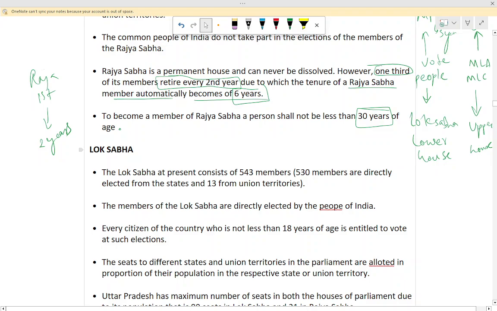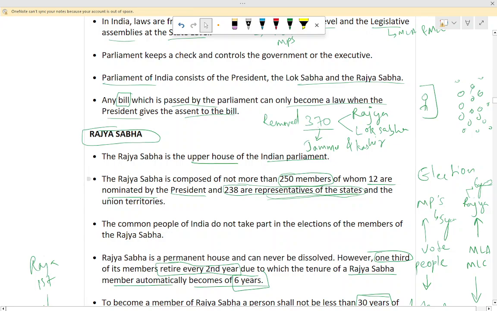So now let us see Lok Sabha. At present, how many members are there? Remember this, 543 members. 530 members are directly elected from the states and 13 from the union territories. How many members are there for the Lok Sabha? There are 543 members. They will ask, Rajya Sabha is 250 members, in which 12 will be nominated by the president.